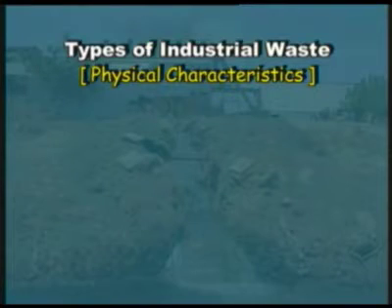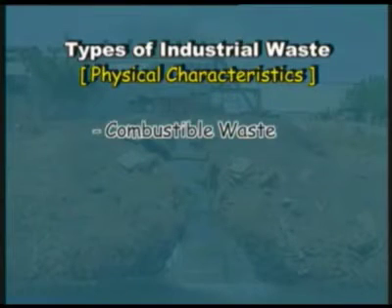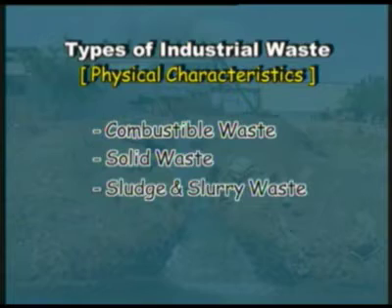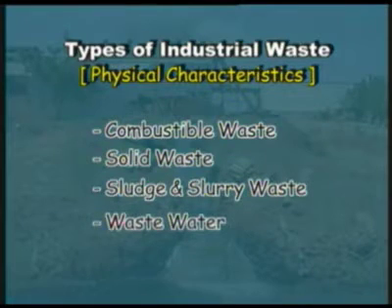On the basis of physical characteristics, industrial waste could be classified into four major types: combustible waste, solid waste, sludge and slurry waste, and wastewater. Combustible waste yields byproducts that can be released directly into the atmosphere as gaseous or particulate pollutants when they are not properly filtered.